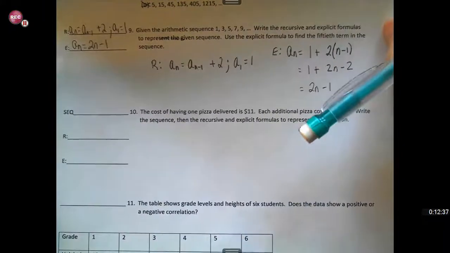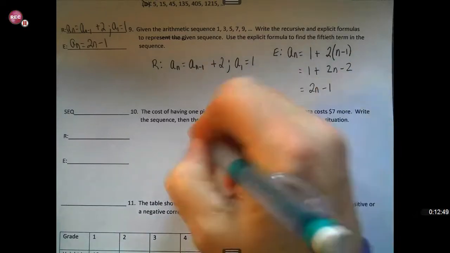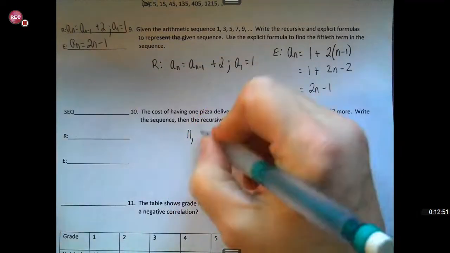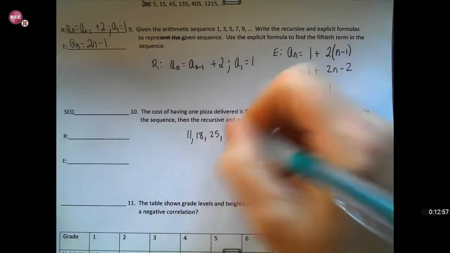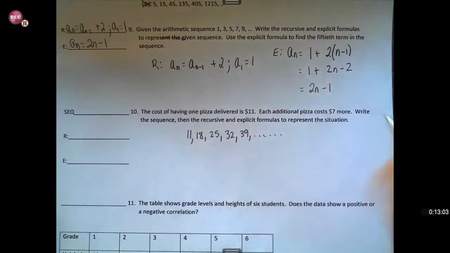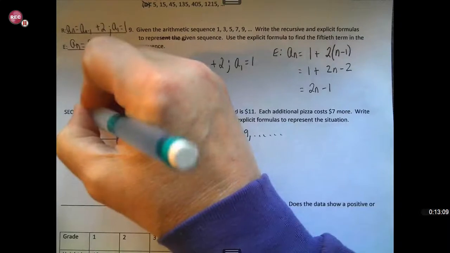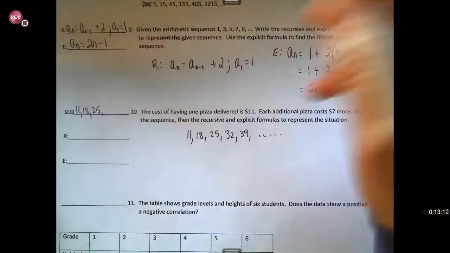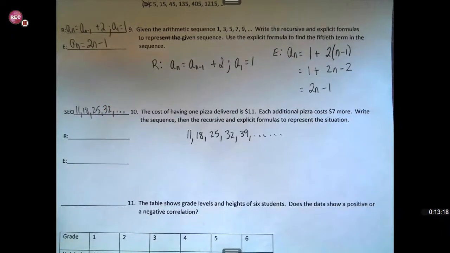The cost of having one pizza delivered is $11. Each additional pizza costs $7 more. And they want us to write the arithmetic sequence that would represent this. So we start at 11. If I buy another pizza, I'm going to add 7. If I buy another pizza, I'm going to add 7. And if I buy another pizza, I'm going to add 7, and so on. Okay? So the sequence is 11, 18, 25, 32, and remember we said that we should show at least 4 terms.